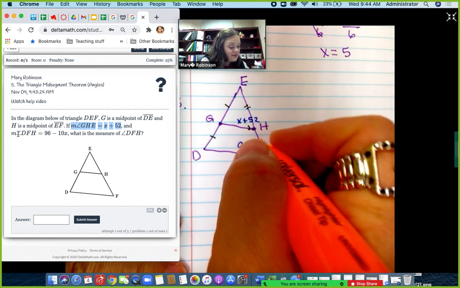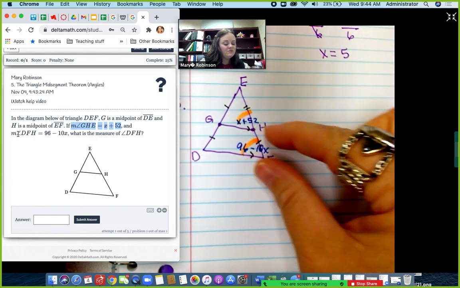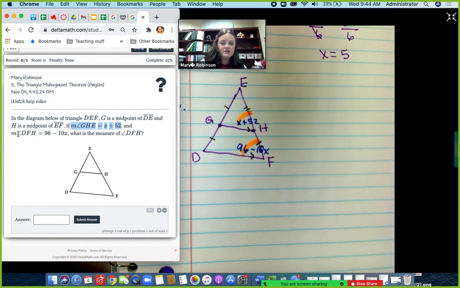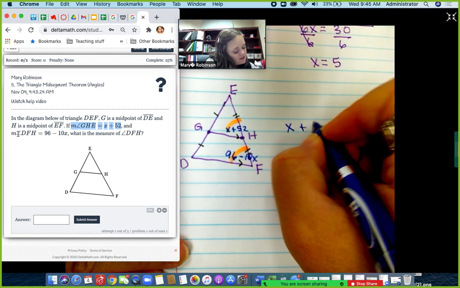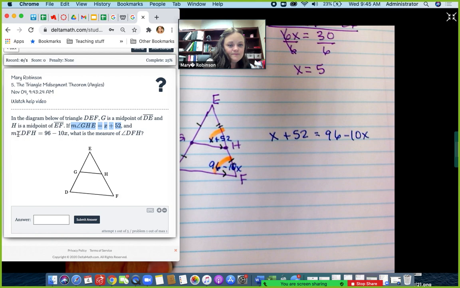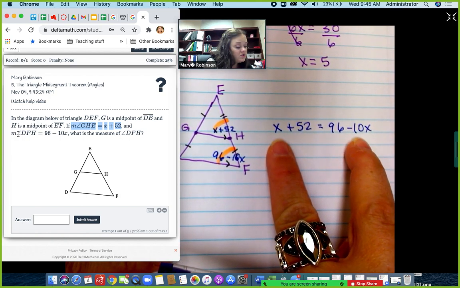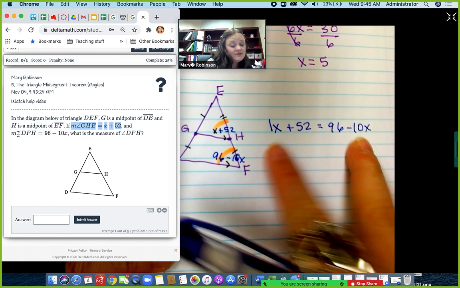We know that these two angles are congruent because when two parallel lines are cut by a transversal, corresponding angles are congruent. So all you need to remember is that the angles, you're going to set these equal to each other. So if we have x plus 52 equal to 96 minus 10x, all we have to do is solve. Again, which coefficient is smaller, an understood 1 or a negative 10? Negative 10 is definitely smaller.